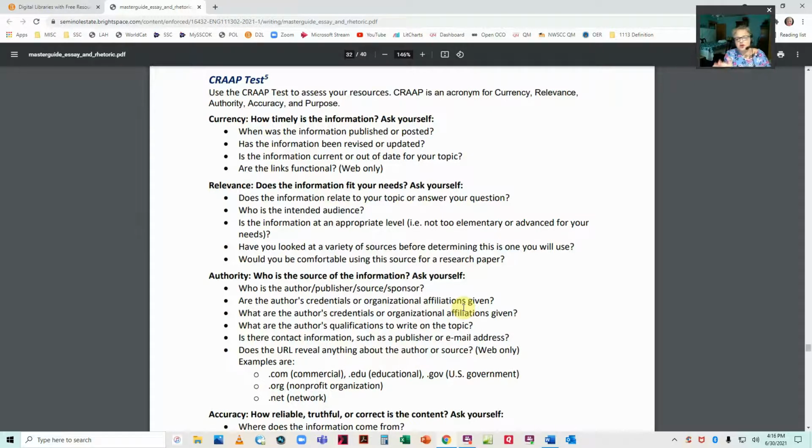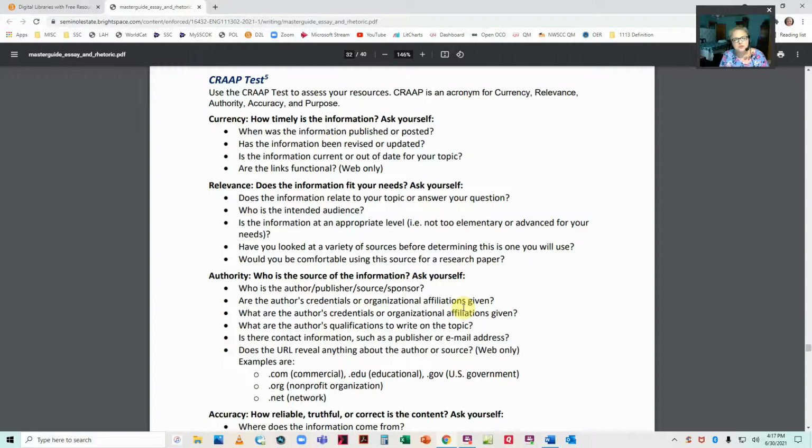So the C is for currency. When was this information put out? How recent is it? That's not always going to be an important factor. For example, in my field, I'm a specialist in ancient Greek literature, or classical Greek literature, and I'm all the time citing things that were written 3,000 years ago. I also like to write about philosophy, and so I could cite Aristotle and Plato from 3,000 years ago, right?